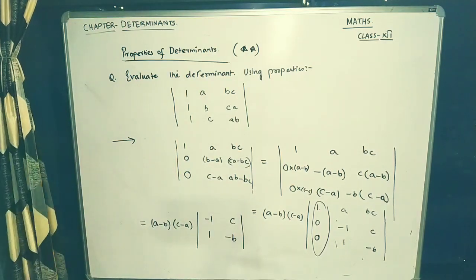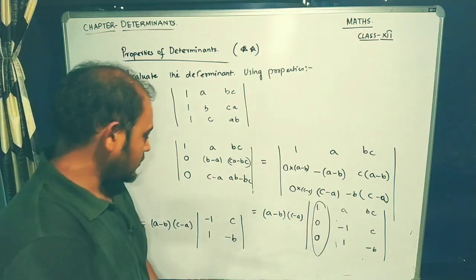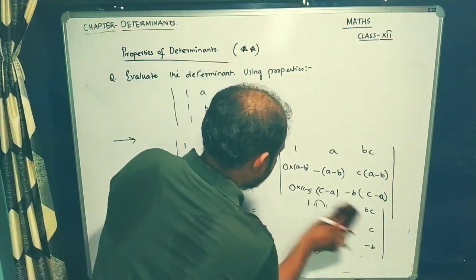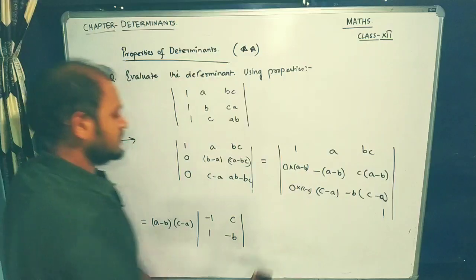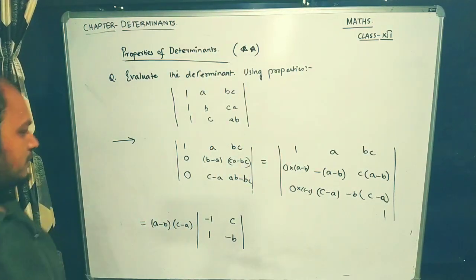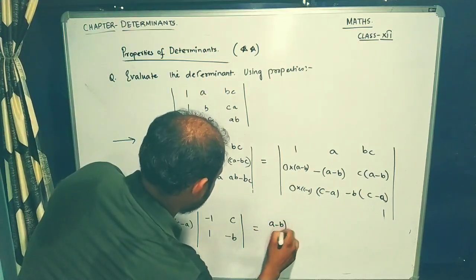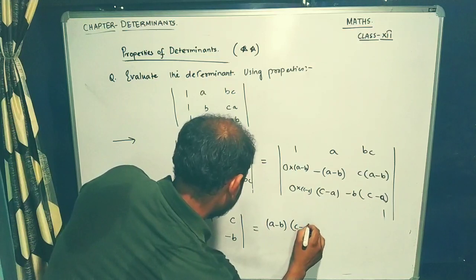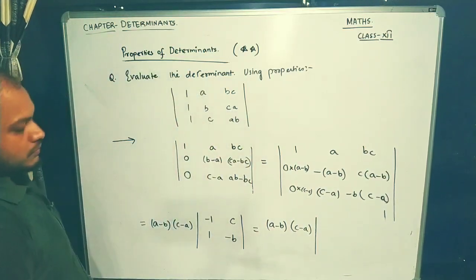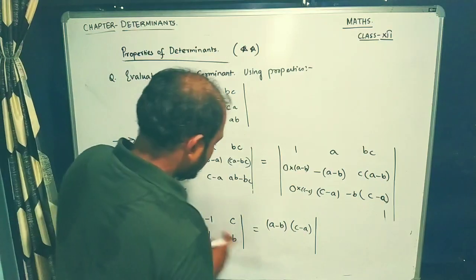Okay, now what will we do next? How can you find the determinant of this? After doing that, can you add the first 2 rows and place the result anywhere? So I can say that it is A minus B into C minus A into, take the second row, or you take the first row.